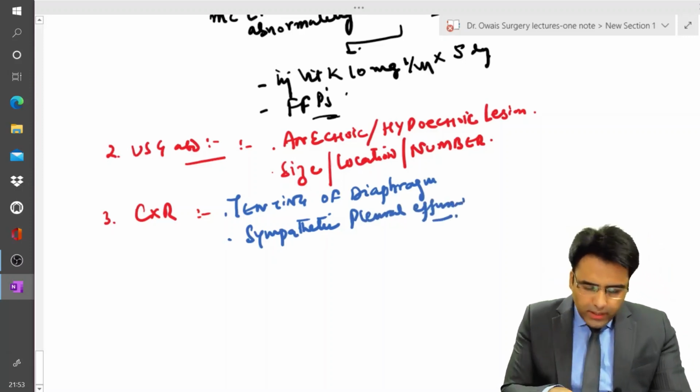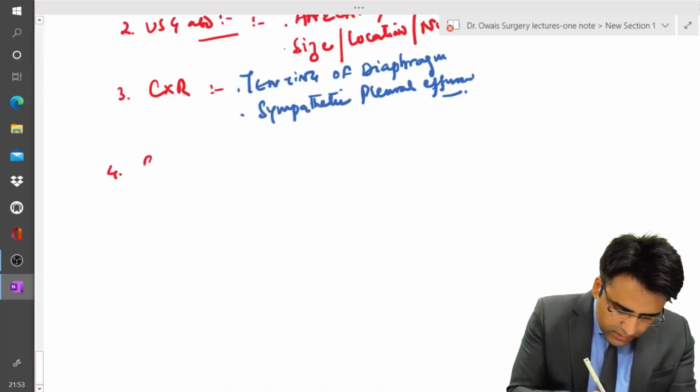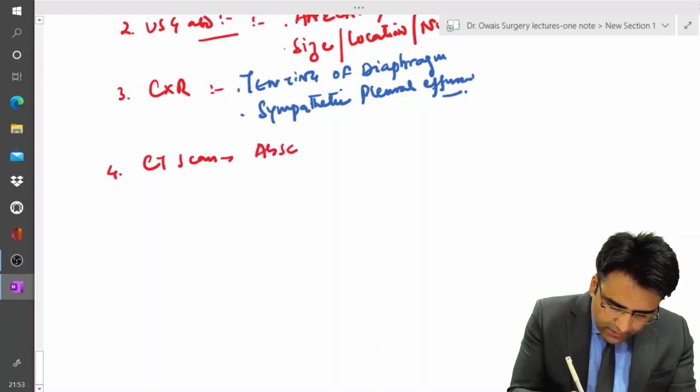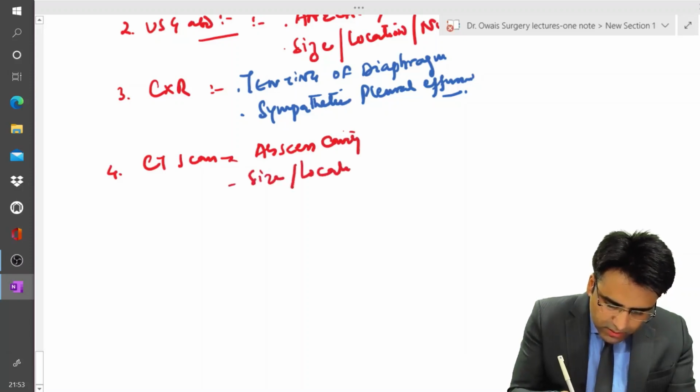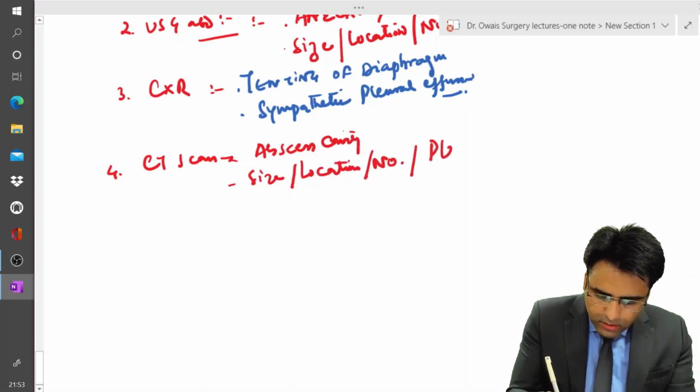Clear? Now the next modality is CT scan. CT scan will show the abscess cavity. It can show the size, the location, the number, and we can also see the pleural effusion.